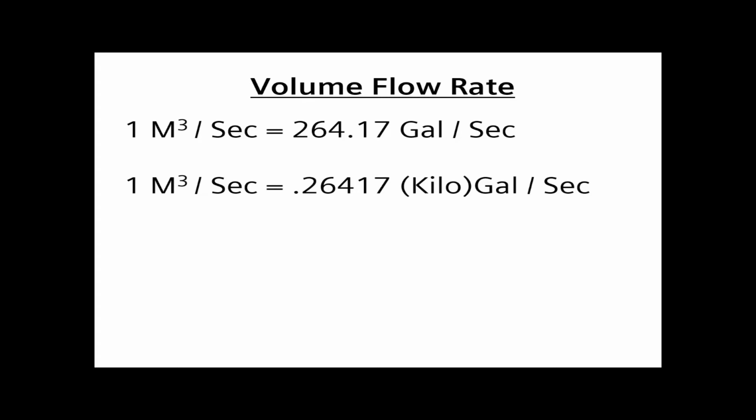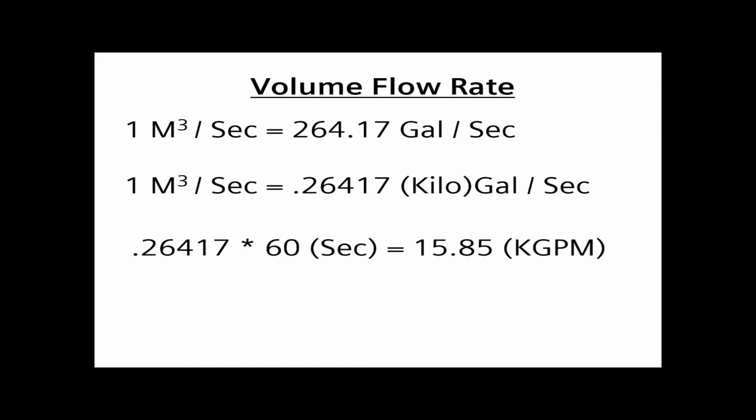It's really quite simple. If we look at SI conversion for volume flow rate, we find that 1 cubic meter per second is the equivalent of 264.17 gallons per second. 1 cubic meter per second is also the equivalent of 0.26417 kilogallons per second, or thousands of gallons per second. Therefore, if we take the 0.26417 and multiply it times 60 seconds, we come up with a value of 15.85 KGPM per cubic meter per second. And therefore, our conversion factor is 15.85.